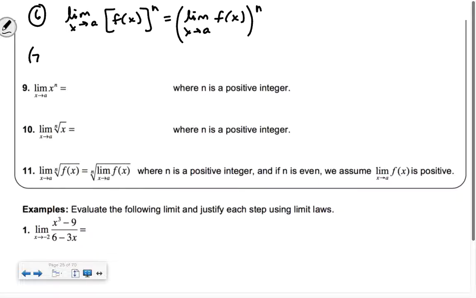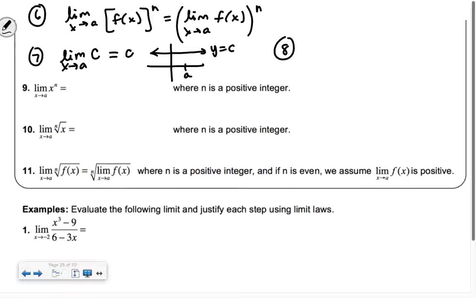And then number 7 says the limit as x goes to a for some constant, a c value, is just equal to whatever c is. That might be confusing, but if you think about the graph of y equals c, it looks like this. So as you go towards a certain a value, aren't you always along the line y equals c? The y value is always c. So there's nothing to plug in for x.